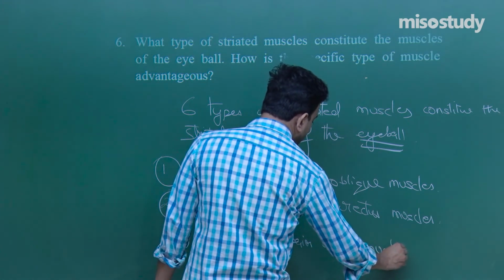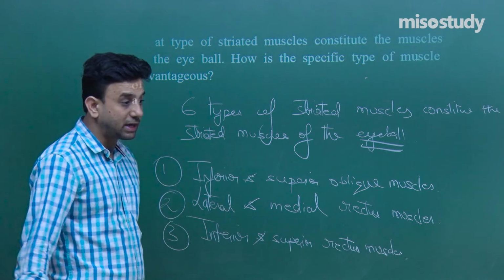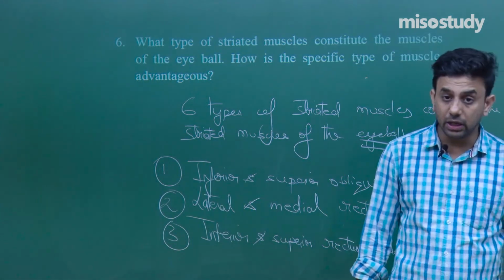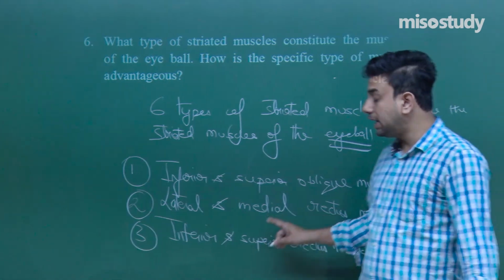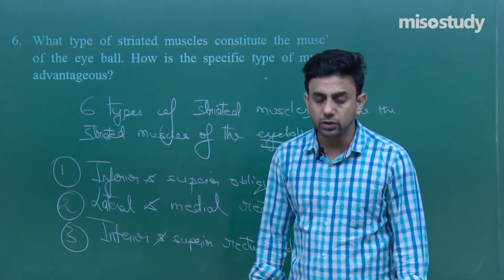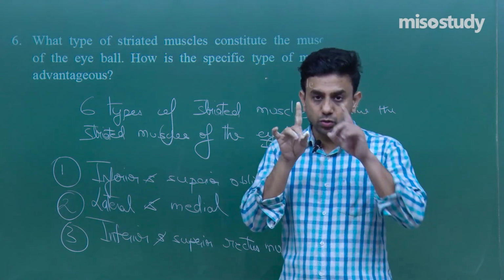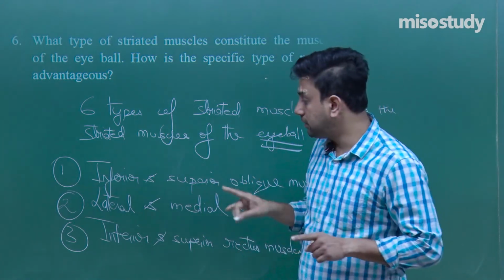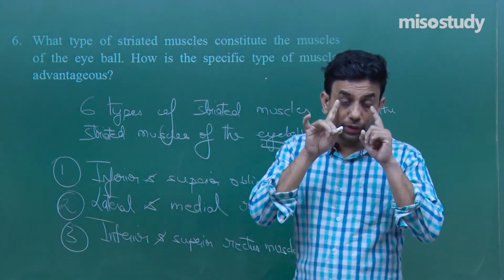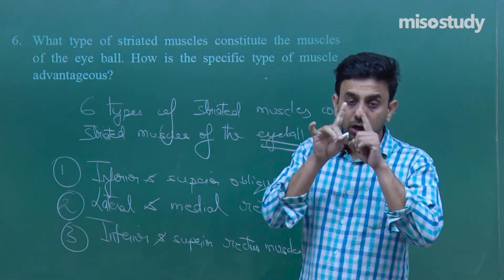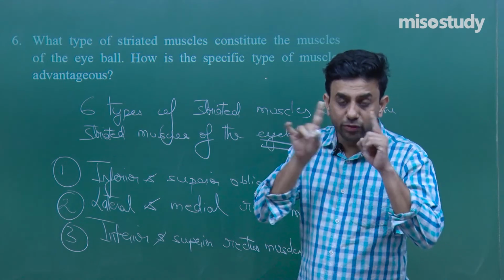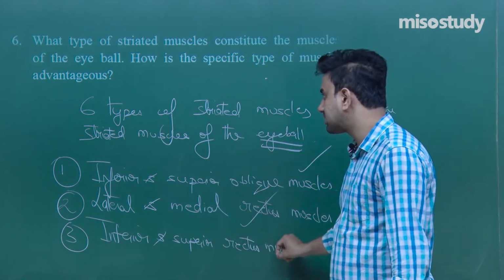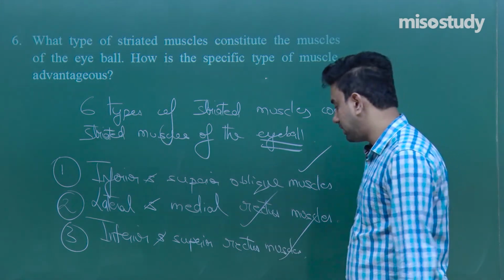muscles constitute the striated muscle, that is, yes, they are in our control. For example, if you want to move the lateral and medial rectus, the medial will move the eyeball towards the medial side, towards the inner canthus of the eye. And what will the lateral rectus be doing? They will be moving the eyeball away from the inner canthus of the eye, that is moving towards the outer canthus. So the inferior and superior oblique, the lateral and medial rectus, and the inferior and the superior rectus muscles.